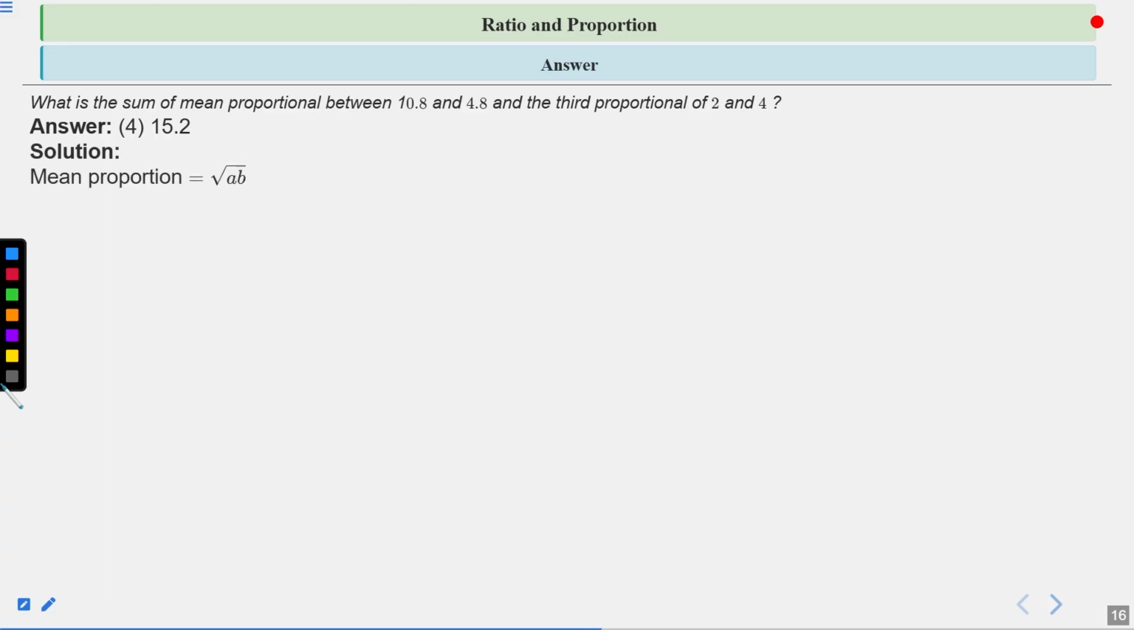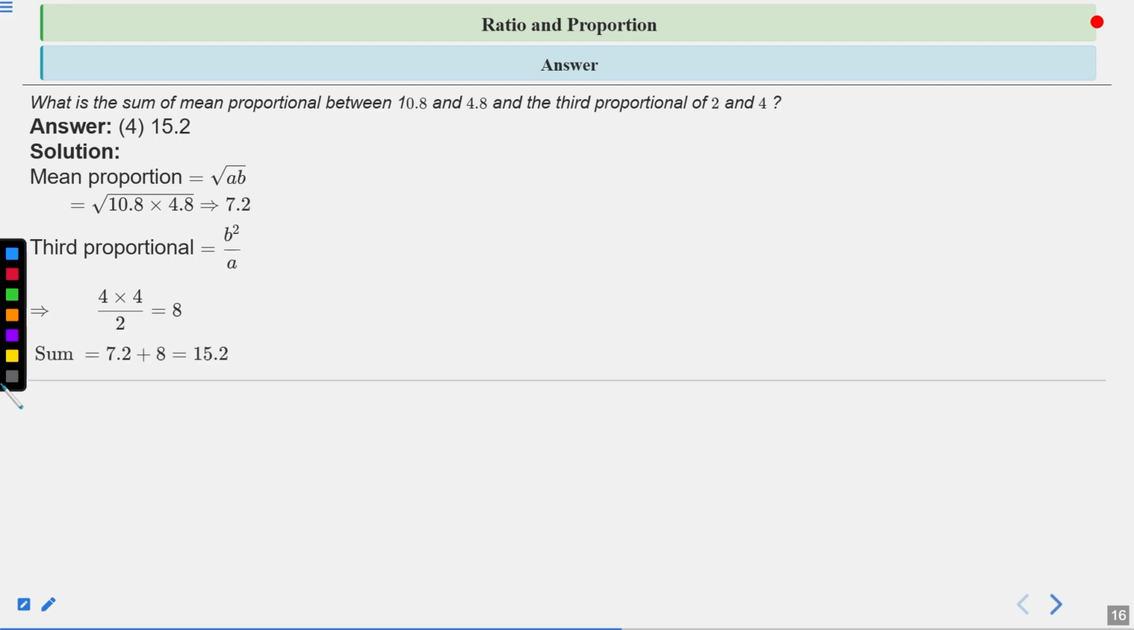So the mean proportion is under root AB. So it will become under root 10.8 into 4.8, which is equal to, when we simplify it, we get 7.2. Same way we can calculate the third proportion, which is B square upon A. So we can say that 4 into 4 by 2, which is equal to 8. Now we need to calculate the sum. So the sum will become 7.2 plus 8, which is equal to 15.2. So fourth one is the correct answer of this question. Next one.